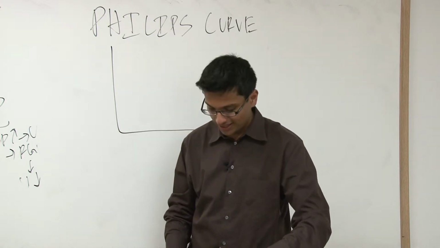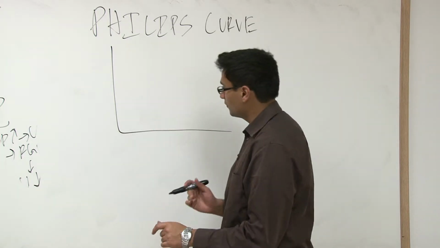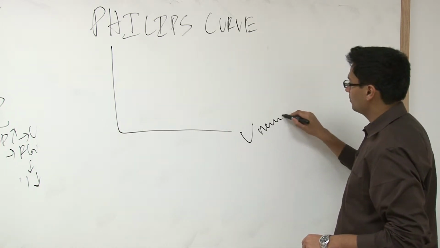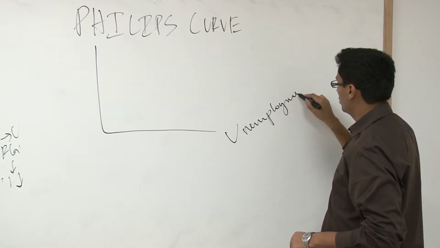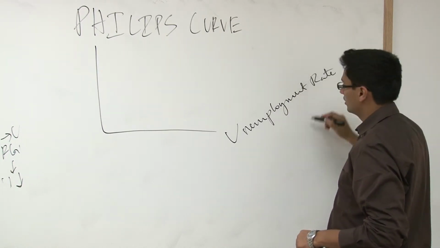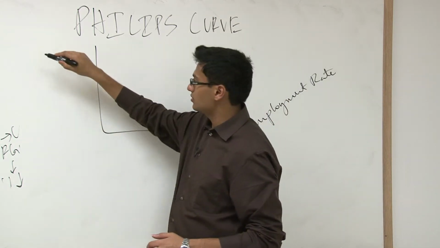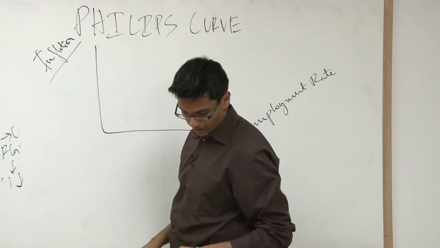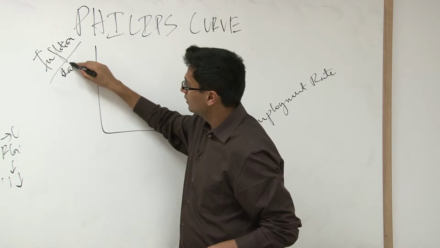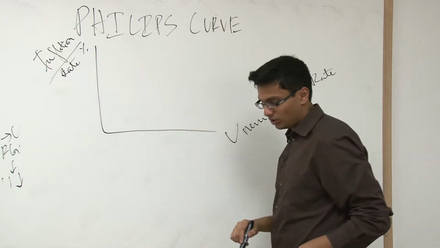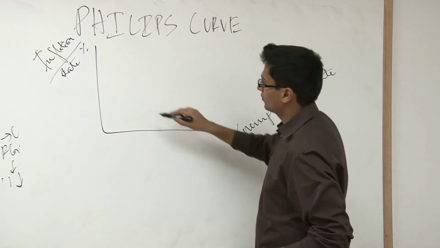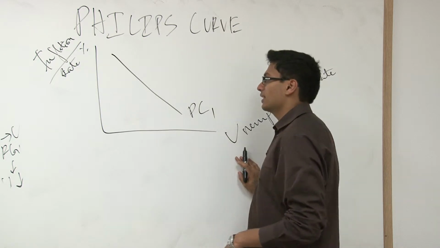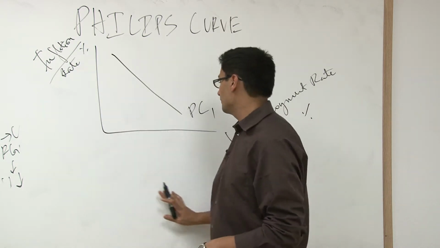Well, it's downward sloping. So when it comes to the Phillips curve, you have the x-axis having to do with unemployment rate. Remember, it's to do with unemployment and inflation. So if unemployment rate goes on your x-axis, guess what? Inflation rate goes on your y-axis. This is a percent, this is a percent as well, okay? Both are percents. The Phillips curve looks like this, PC1, okay?